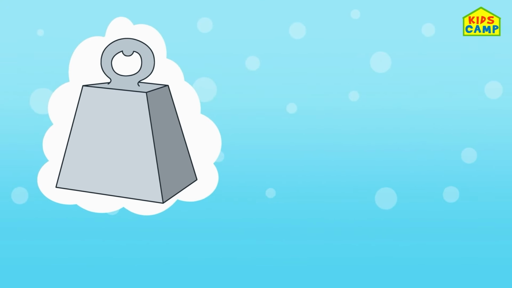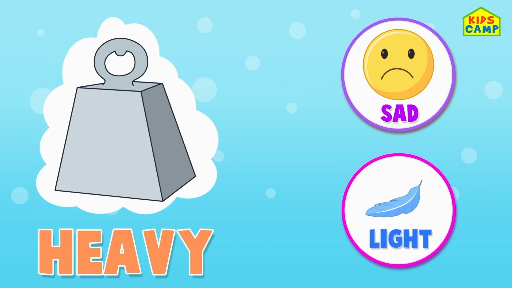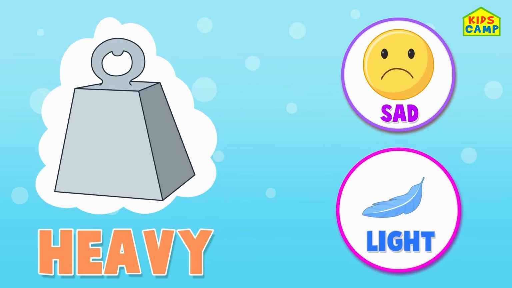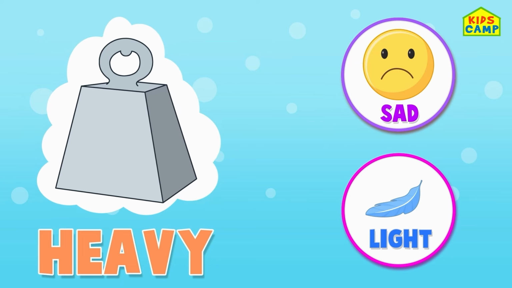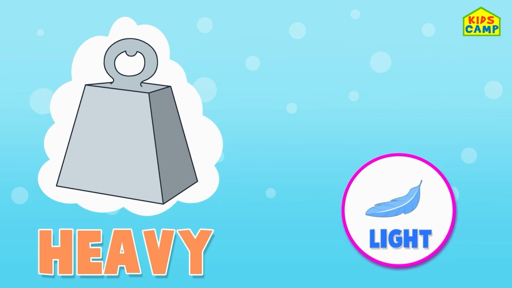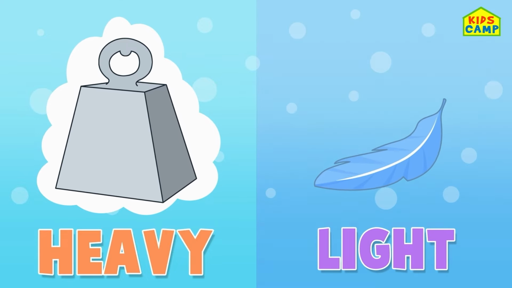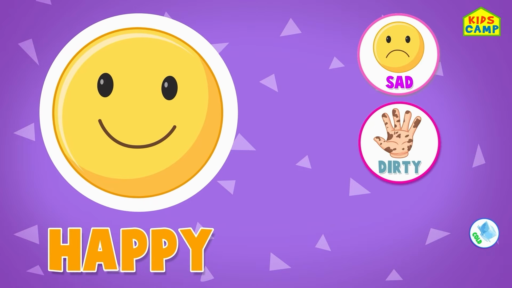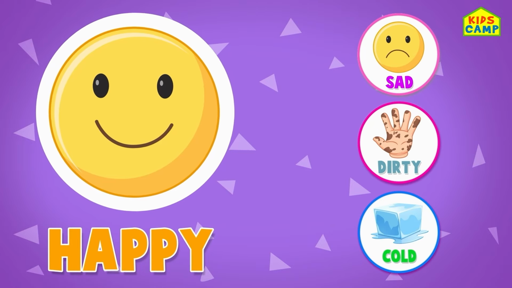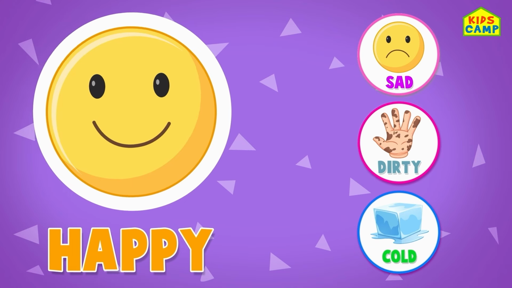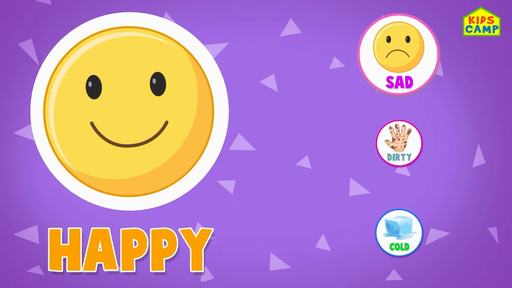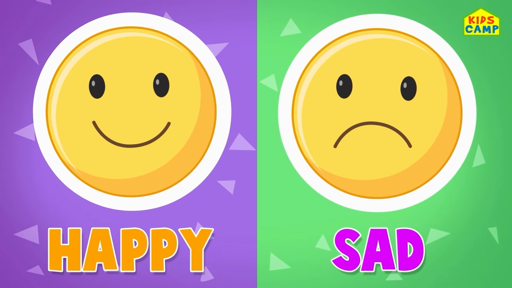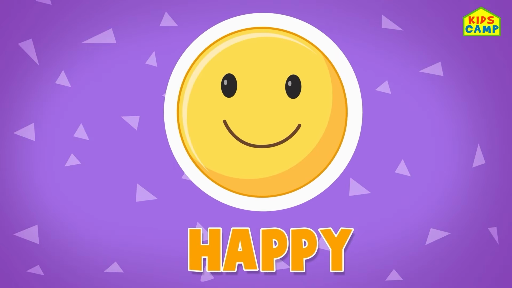What is the opposite of heavy? Is it light or sad? It's light. The opposite of heavy is light. What is the opposite of happy? Is it sad? Is it dirty? Or is it cold? It's sad. That's right. The opposite of happy is sad. And I feel happy right now.